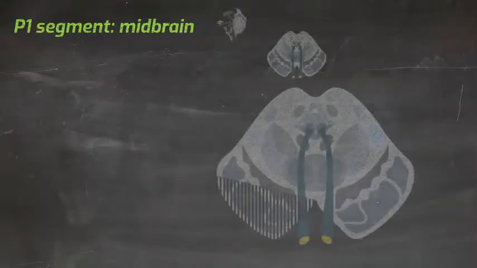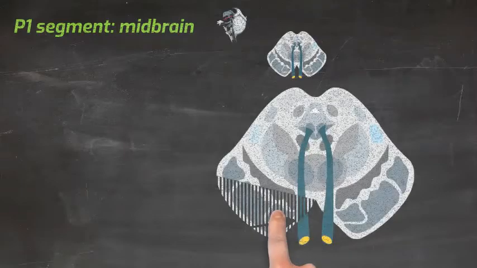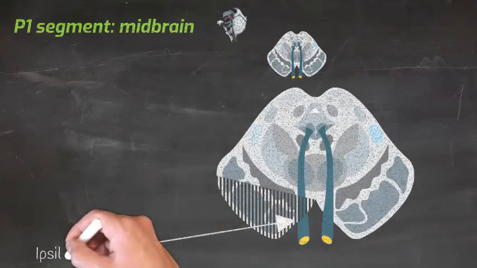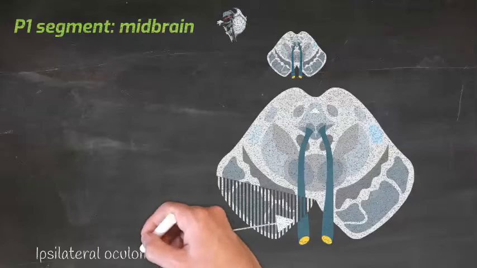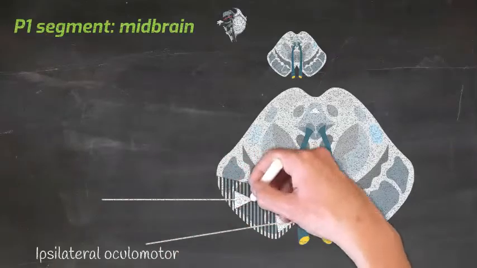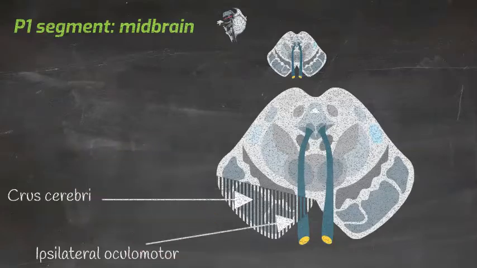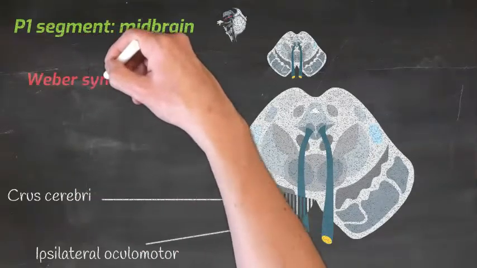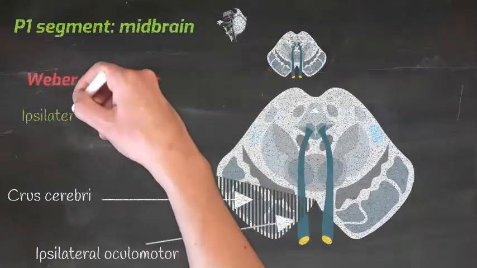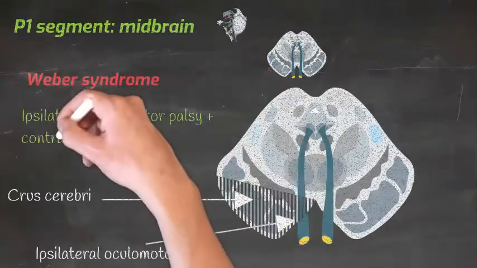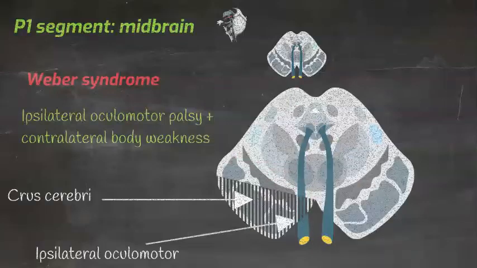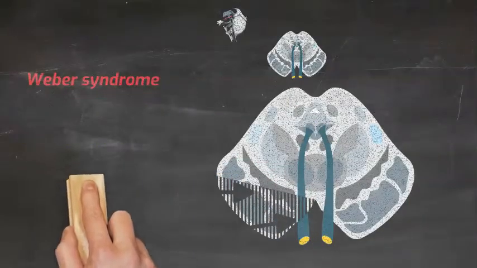Occlusion of the P1 segment will affect the midbrain, and especially two important structures, which are the ipsilateral oculomotor nerve and the crus cerebri, which contains the descending corticospinal fibers. This will result in a syndrome called Weber syndrome, which is ipsilateral oculomotor nerve palsy and contralateral body weakness.